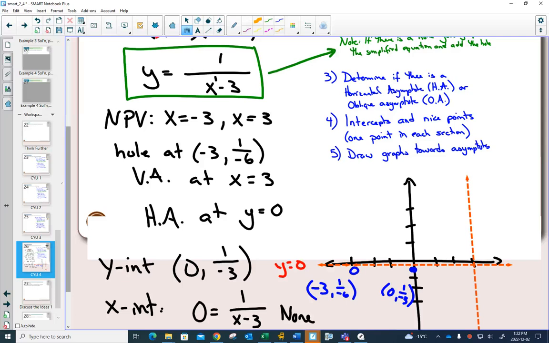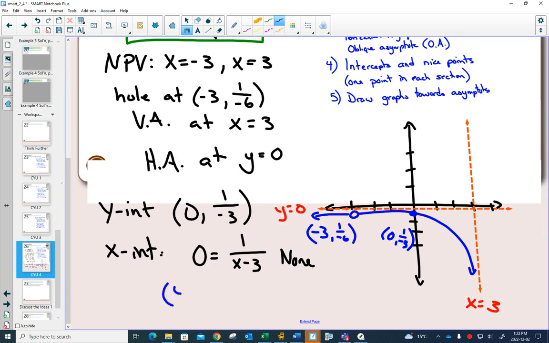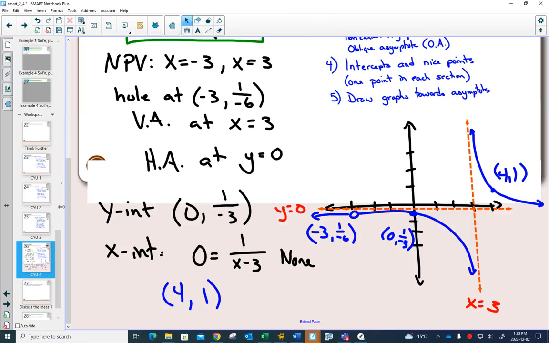Do we have enough to graph the blue section? This section you have points, it has to look like this. Do you see that we have no points in this section? So I need to find another nice point. I'm going to plug in 4 for x, and I would get 1 over 1, which is just 1, so I can plot 4 comma 1. And we've got our graph. And we graphed this graph completely with the instructions for a rational graph.